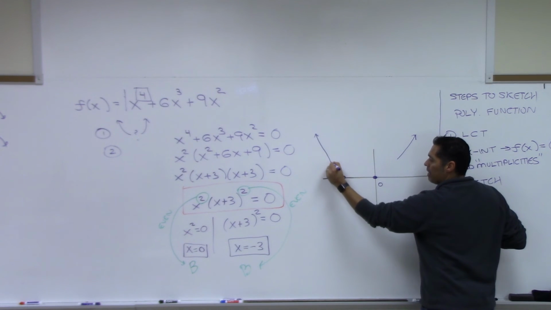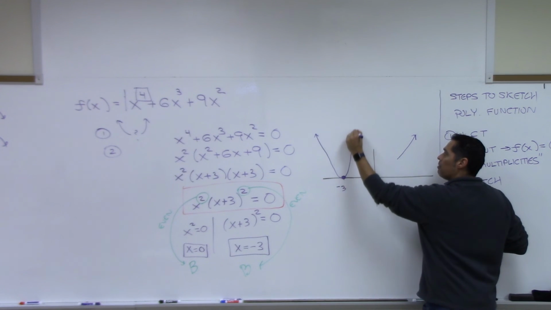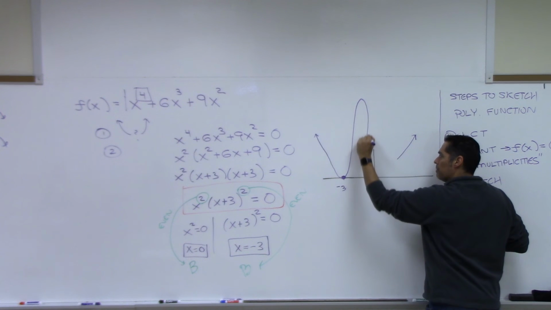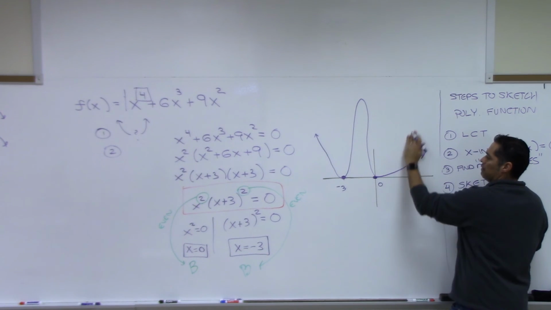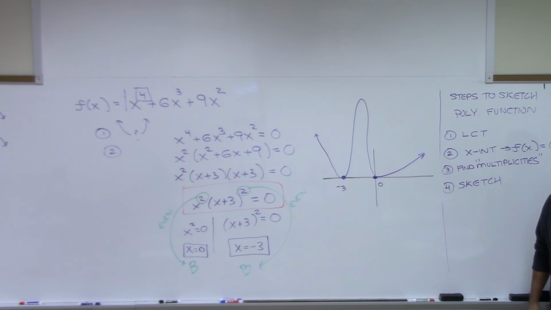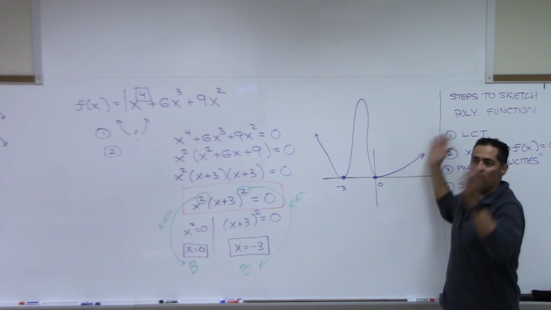How far up and down you go is totally up to you. So you can go all the way up here if you want. Just make sure that when you come down, you bounce. You could even just do that. That would be fine. You could do something like that if you wanted to. As long as you are bouncing off of these and going up on the sides.